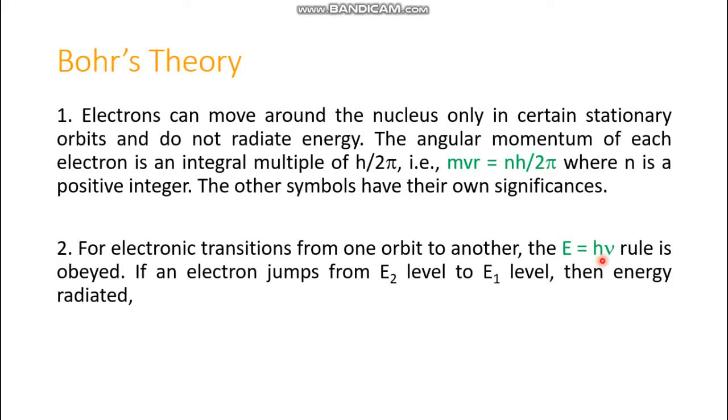Number 2, for electronic transitions from one orbit to another, Planck's equation E equals h nu is obeyed. If an electron jumps from the second level to the first level, then what is the energy radiated? This is delta E, and it is nothing but E2 minus E1, which is equal to h nu. Nu is the frequency of the radiation which is radiated due to jumping from the higher level to the lower level.